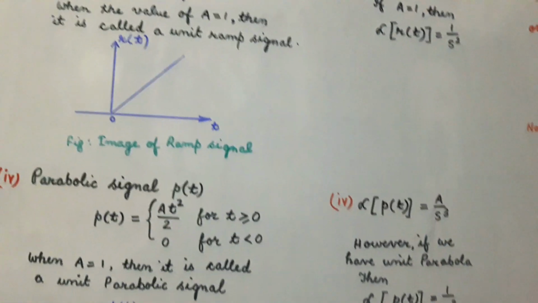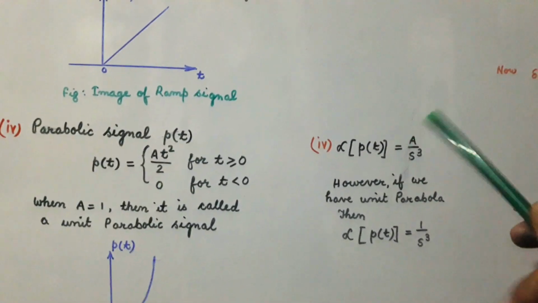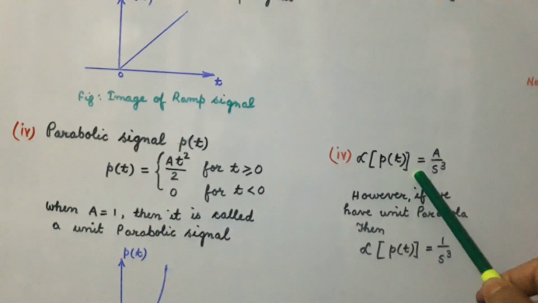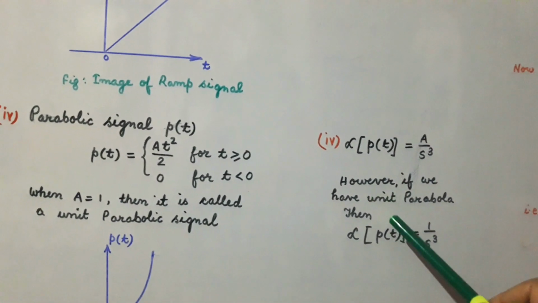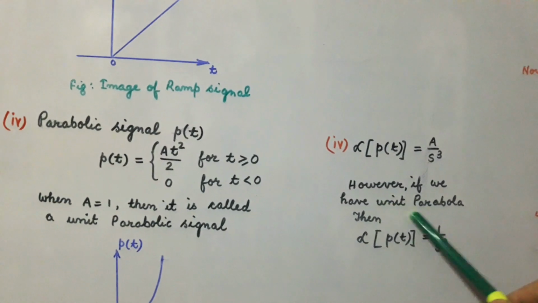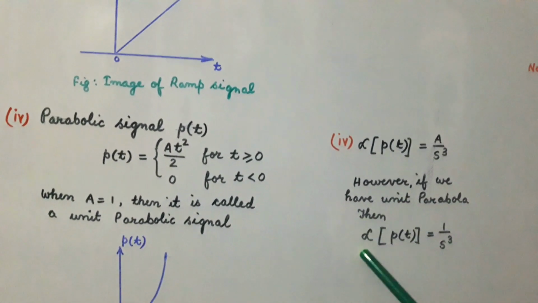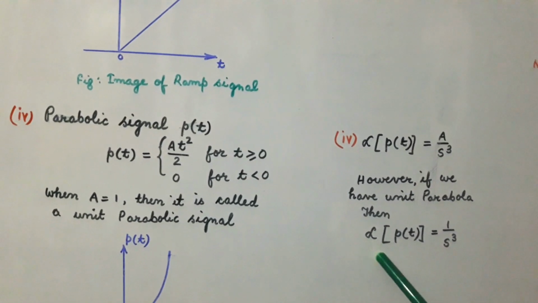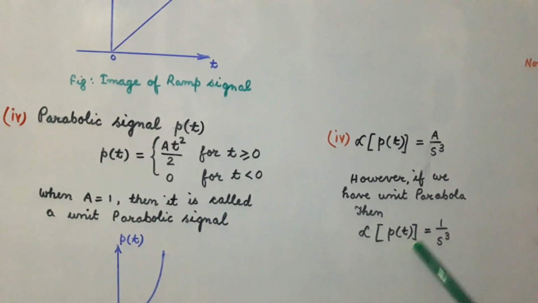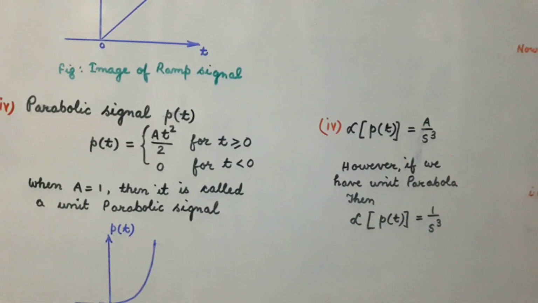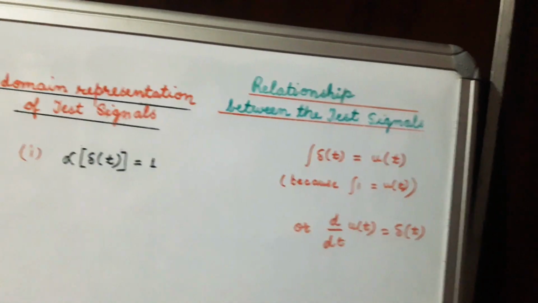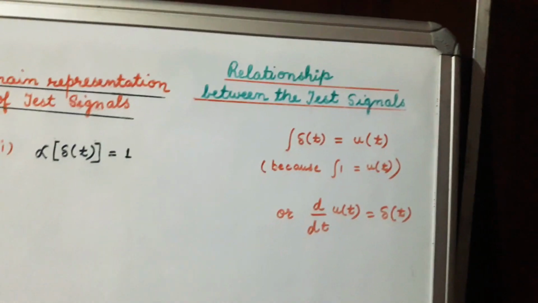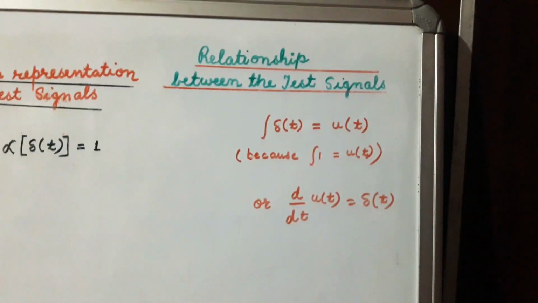Similarly, we can find out that in S domain, p(t) will be represented by A by s cube. However, if the value of this amplitude A is 1, then in S domain the unit parabolic signal will be represented by 1 by s cube. Now let us find out the relationship between these various test signals. That is, we will find out the relationship between all the 4 types of test signals.